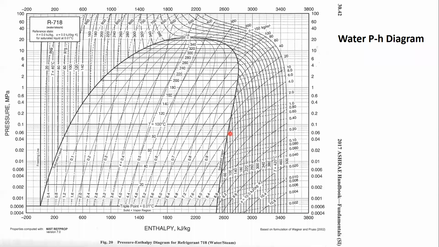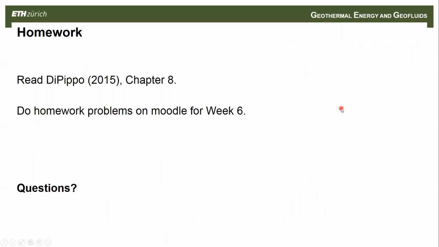Let's see, this is just a pH diagram, it might help you with the homework. This is the pressure versus enthalpy of water. So at 100 C, this is the phase change temperature for water. It's at 0.1 MPa or 1 bar. For a higher temperature, you have higher saturation pressures. So this will help you calculate that.